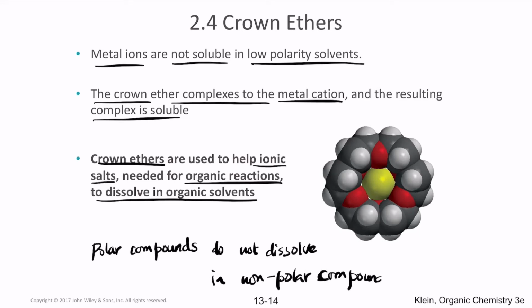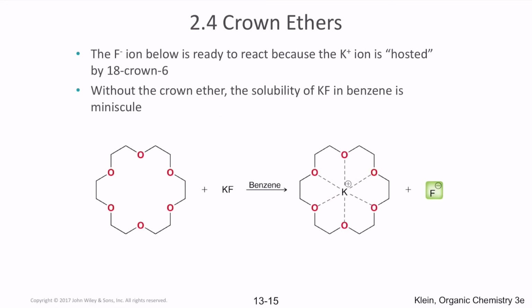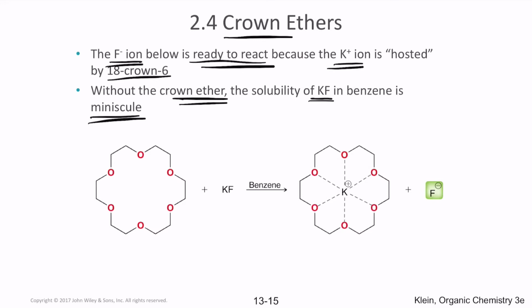So to create that dissolvability, we use crown ethers as a source to dissolve ionic salts into organic reactions. The other example is the fluoride ion, which readily reacts with potassium, and that is hosted by 18-crown-6. Without the crown ether, the solubility of KF in benzene is really minuscule. Adding the crown ether enhances the reactivity of the compound, so it easily splits the compound and takes away the potassium.